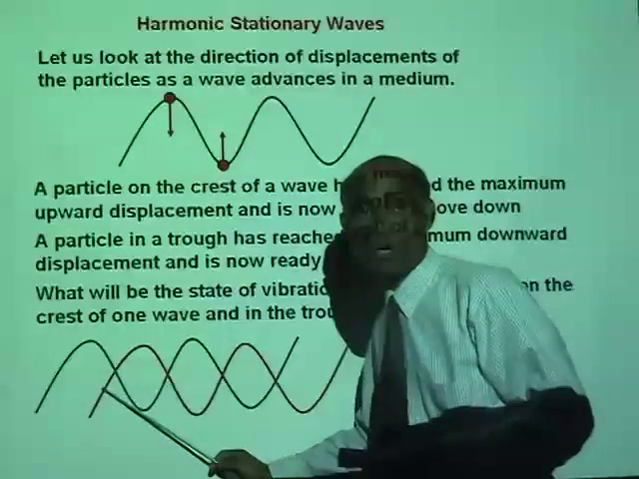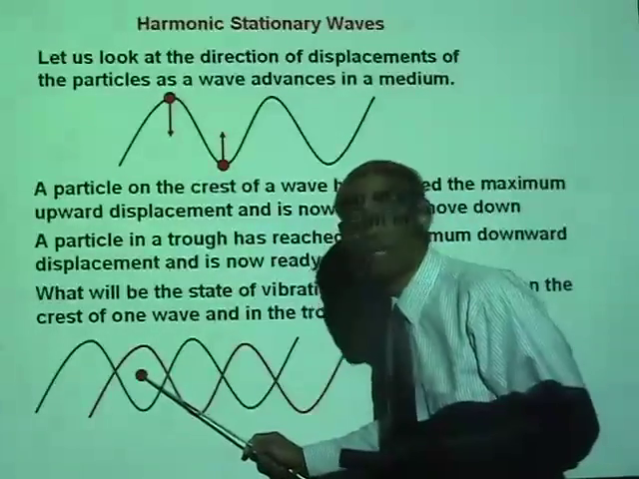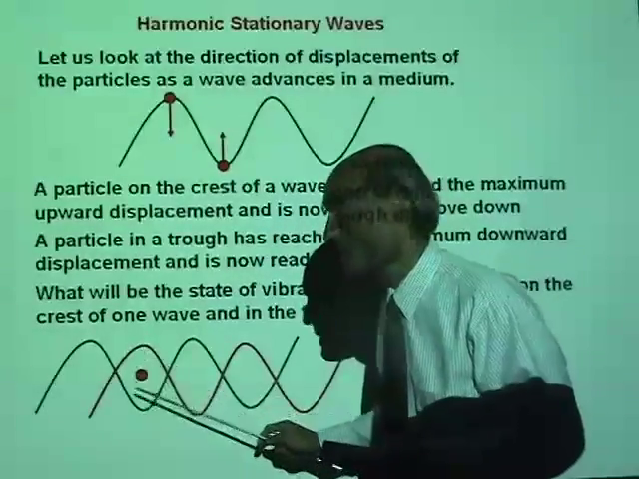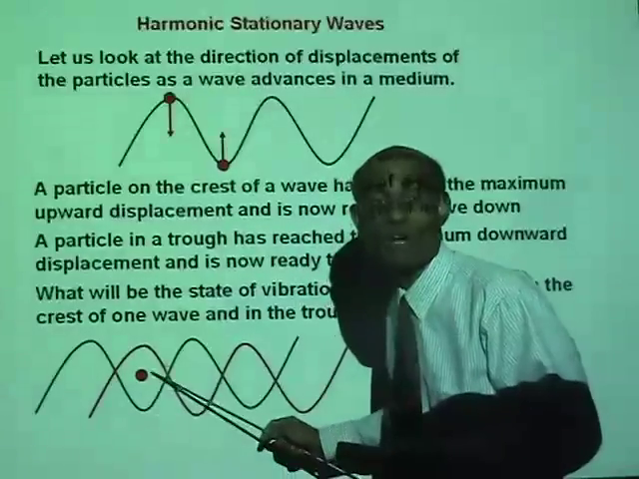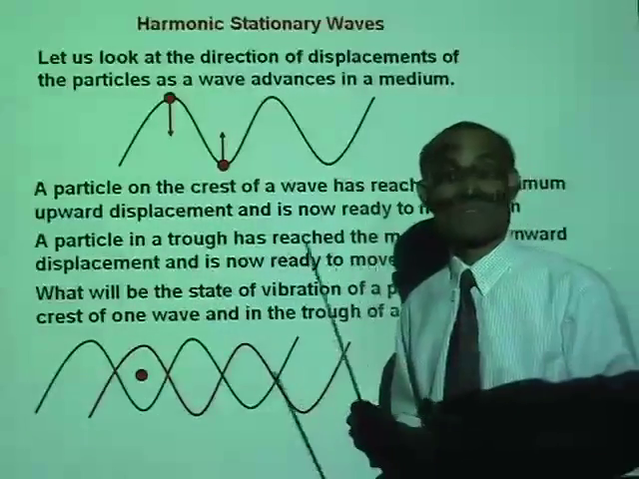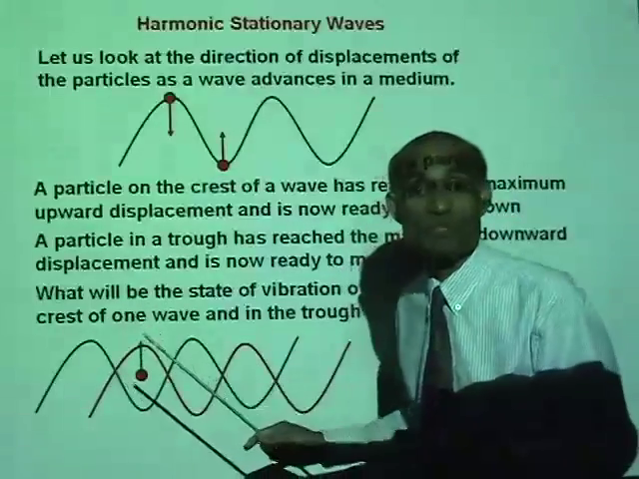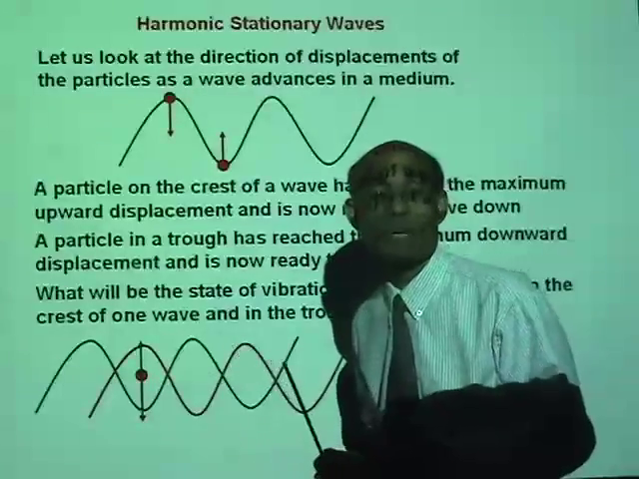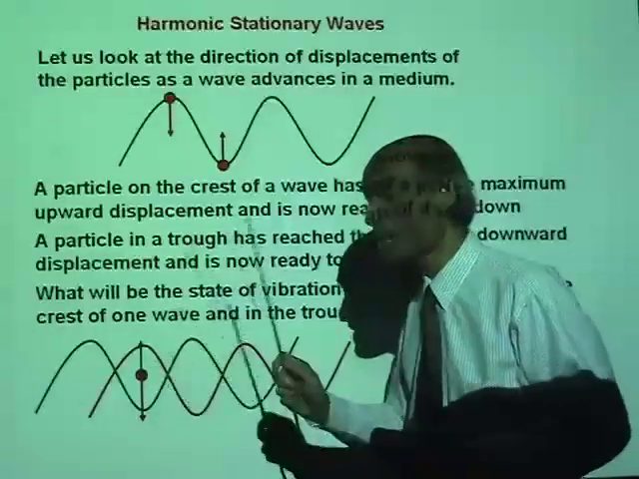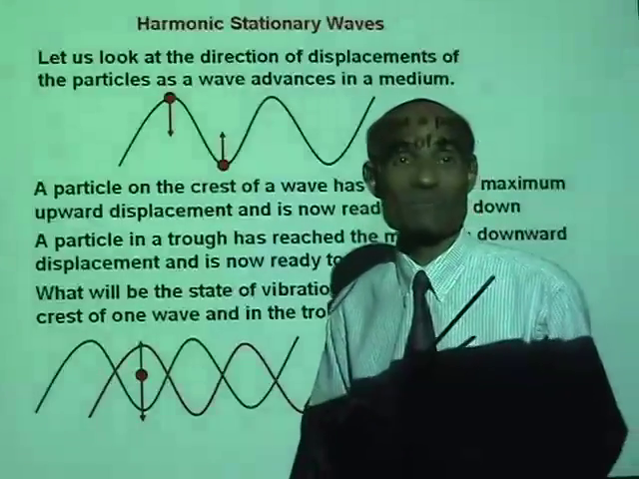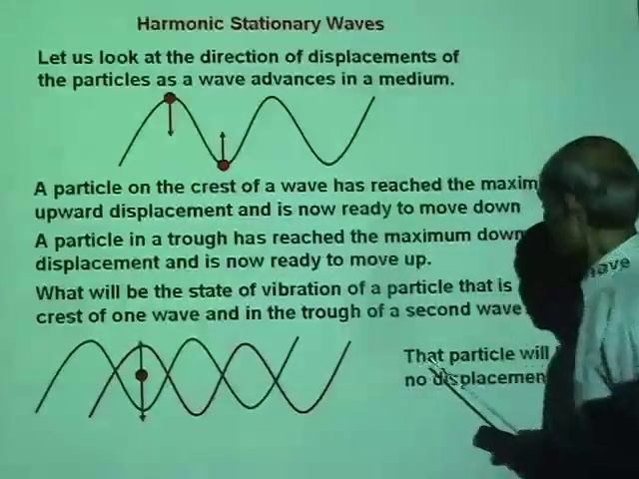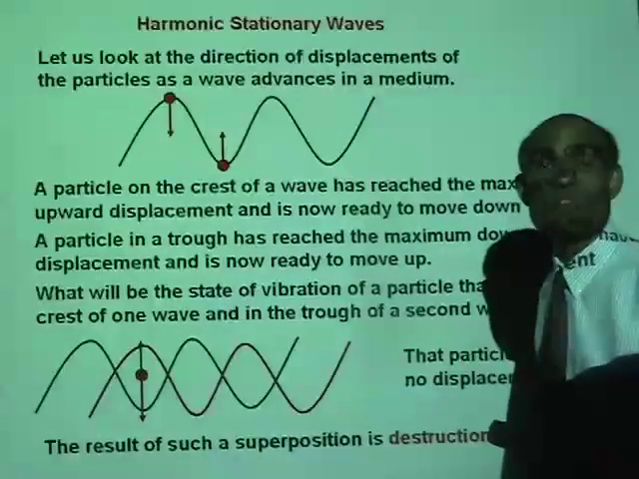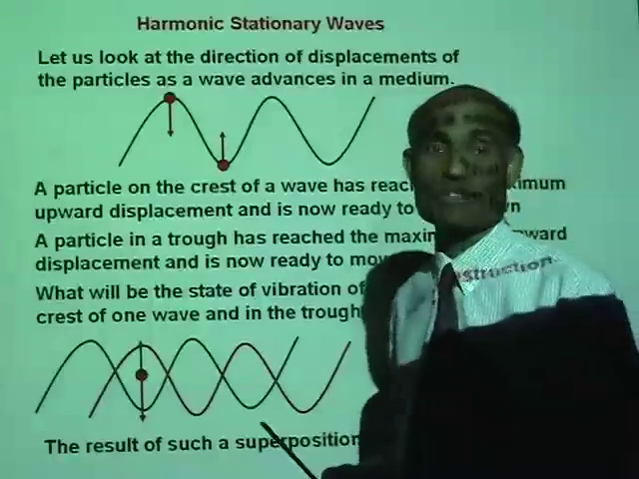There you go. So here we have a particle which is supposed to be on the crest of the red wave and the trough of the green wave. What will that particle do? Well, it will have no displacement. The displacement produced by the green wave will be cancelled by the displacement produced by the red wave. The particle will stay at rest. Well, so the result of such a superposition is what we call destructive interference.